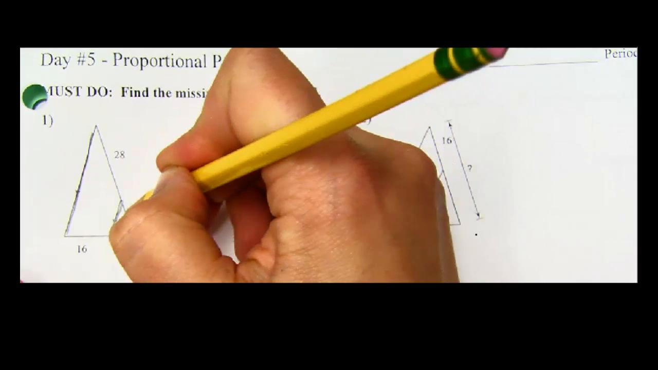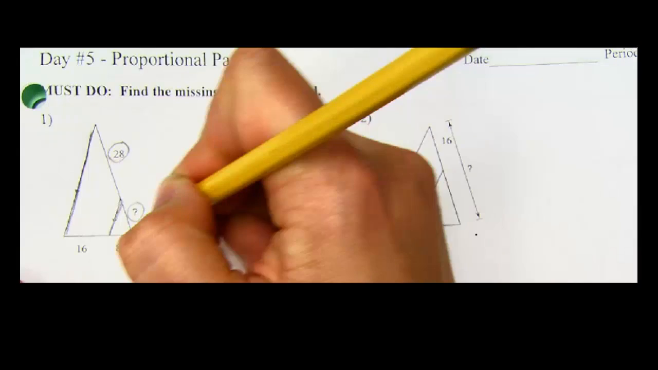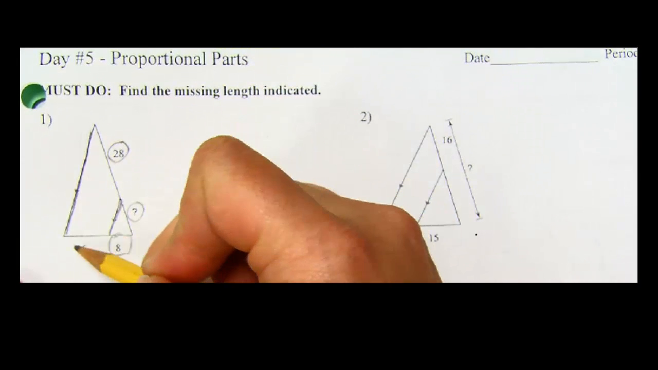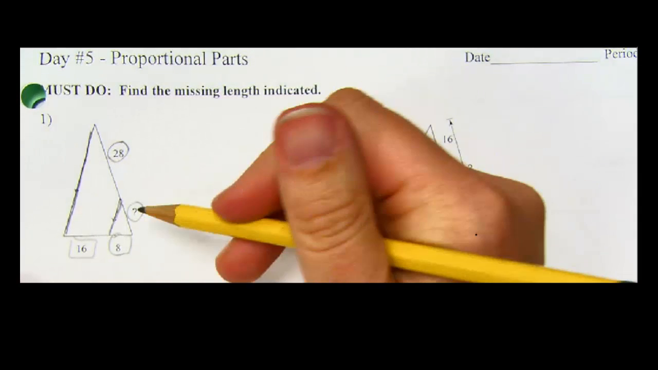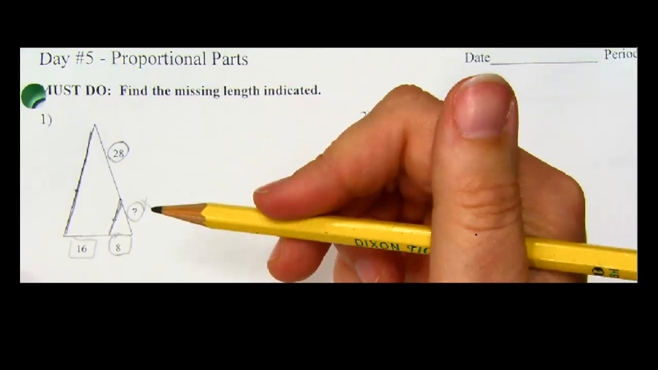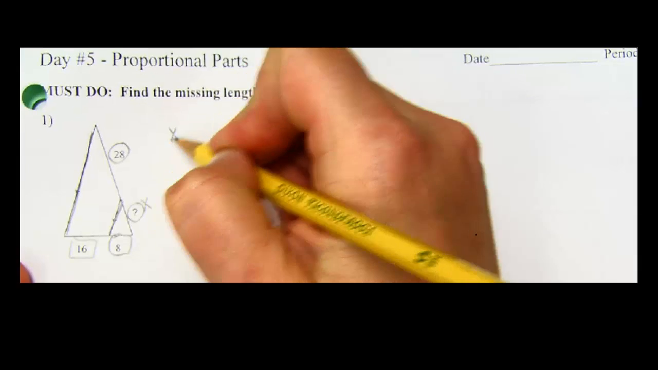So we can say that this side compared to that side, that piece, is equal to this side compared to this piece. So again, if we call the question mark x, that's what we're looking for, our proportion could be x over 28 equals 8 over 16.